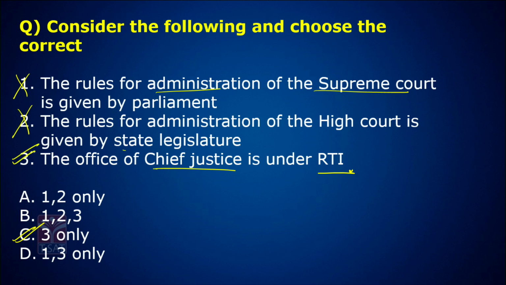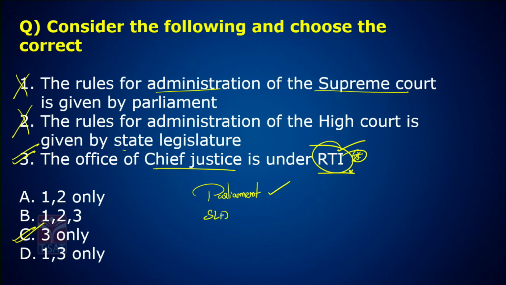This is correct. The office of the Chief Justice is under the Right to Information Act. This is absolutely correct. I want everyone to remember this. Now coming to the first statement, let me explain this. The rules of the Parliament is decided by Parliament only.